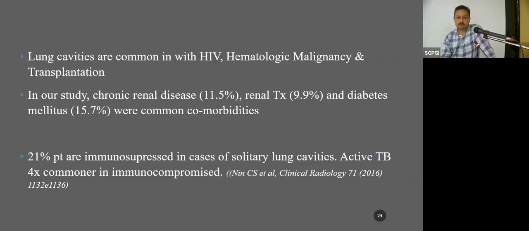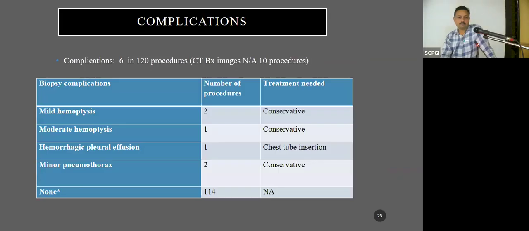In literature also, lung cavities have been commonly reported in immunocompromised patients, whether they were HIV patients, or had hematological malignancies, or were transplant recipients. In one study by Neyaz et al. on solitary lung cavities, they saw that 21% of patients were immunosuppressed. They also concluded that active TB was 4 times more common in immunocompromised compared to immunocompetent patients.